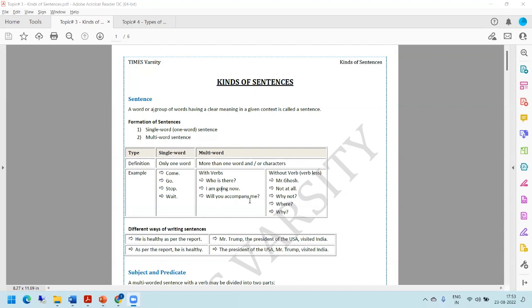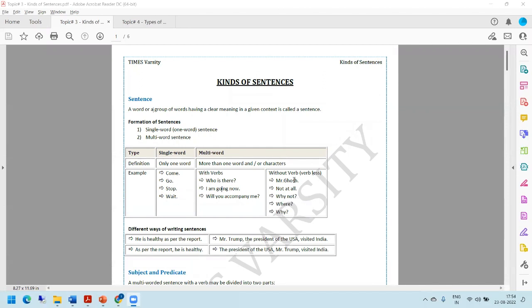Similarly, will you accompany me? This is also a multi-word sentence. It comes with a verb as well as without a verb. When we say a sentence like Mr. Ghosh, this is without a verb. Similarly, not at all, why not, where, why. Here why and where are also single words.